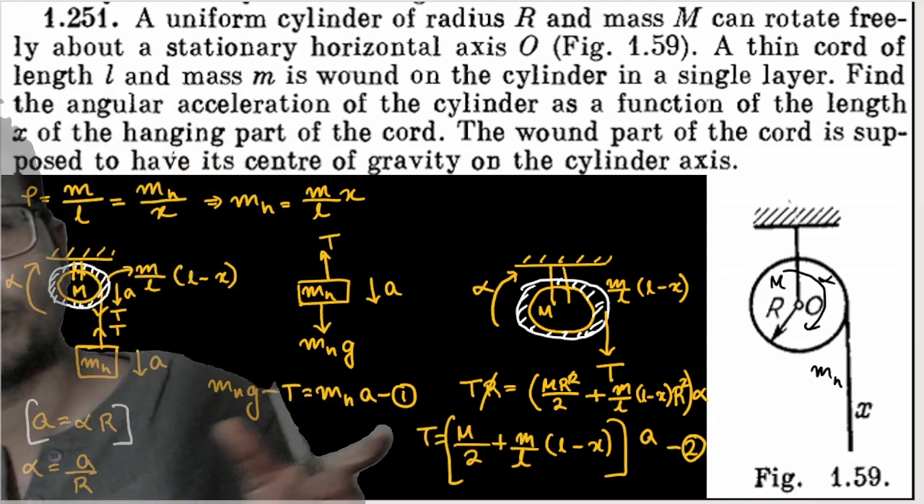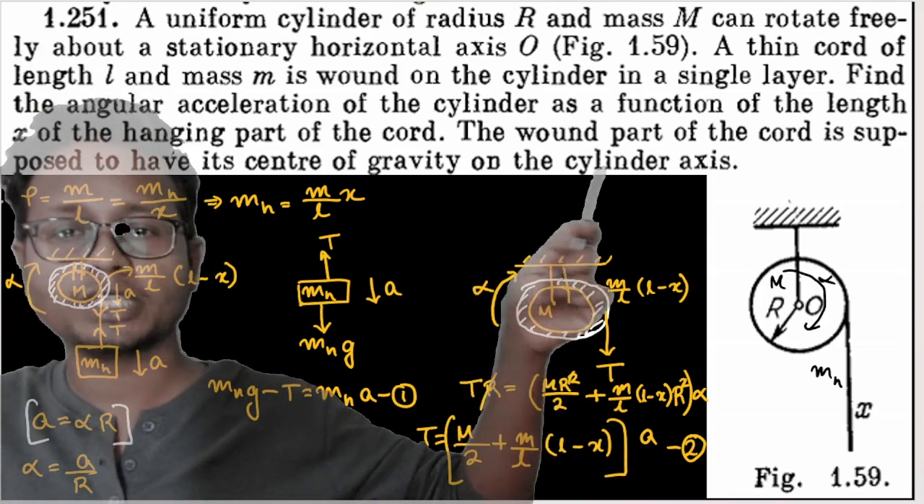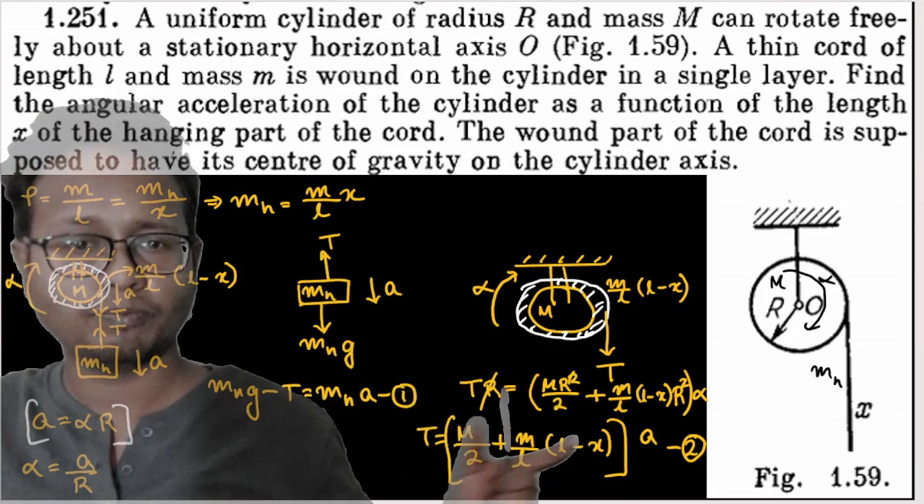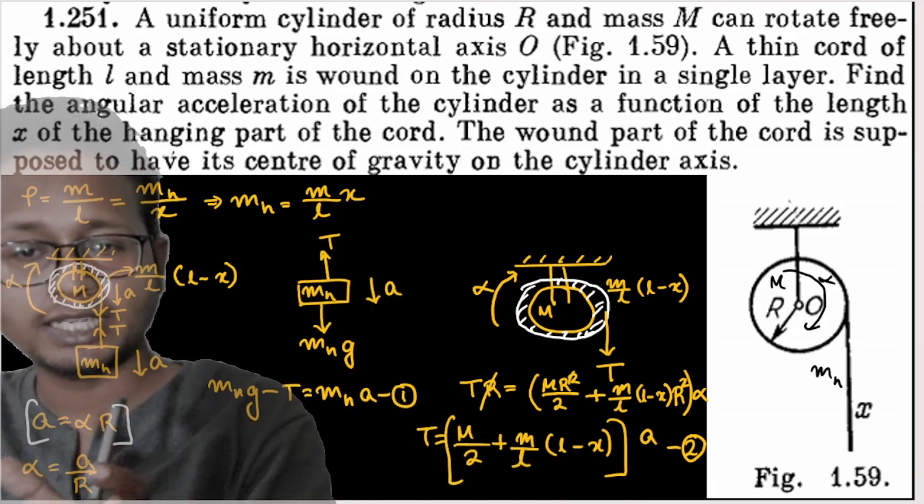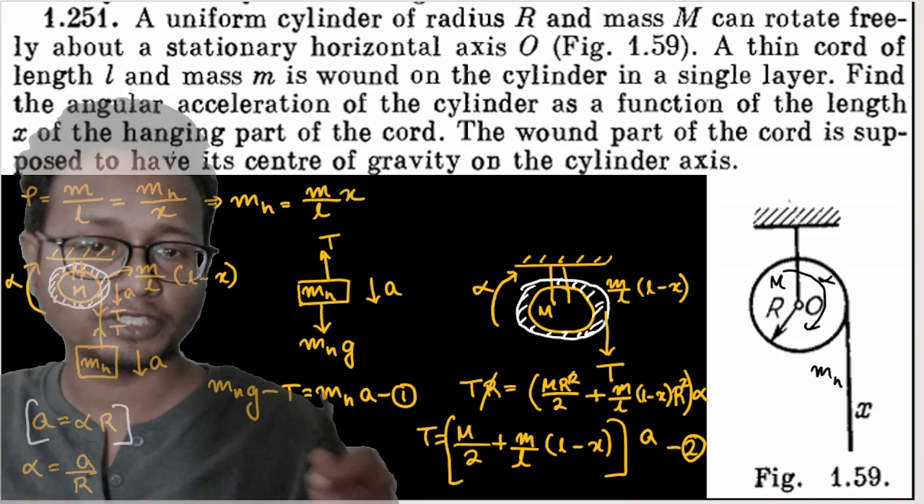Now solving the first equation and the second equation, I'll get the value of a. In the question, however, the value of angular acceleration is asked. So if I find out the value of a by solving these two equations, can I use this relation to find out the value of alpha? Sure, I can, isn't it? So first, let me solve these two equations.